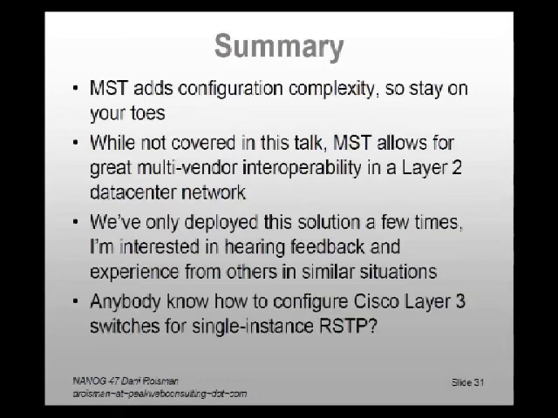So in summary, MST does add some complexity to your configuration, so you really need to stay on your toes. I didn't cover in this talk, but MST is kind of a cool thing if you are trying to do multi-vendor interoperability and you do want to have per VLAN diverse paths in your network. And we only really deployed this solution a few times here at Peak. And I am interested in hearing feedback if anybody else has done this before, has a better suggestion than some of what I've recommended, or has run into other gotchas that maybe I didn't cover that other folks should be aware of, that maybe in a next revision or additional write-up I should cover.